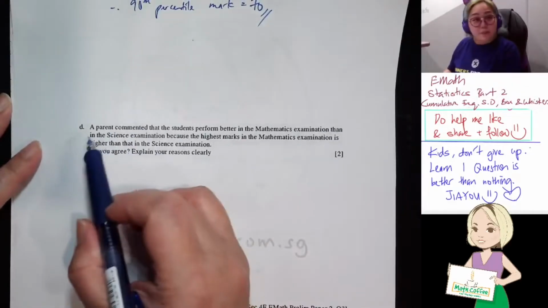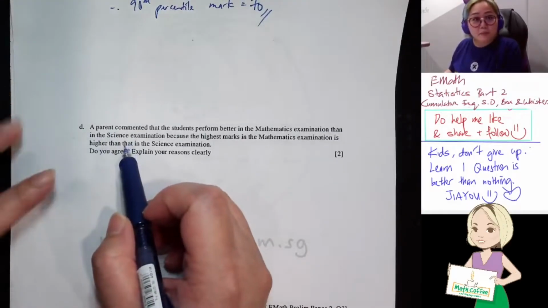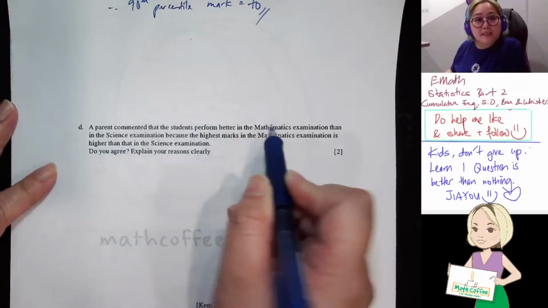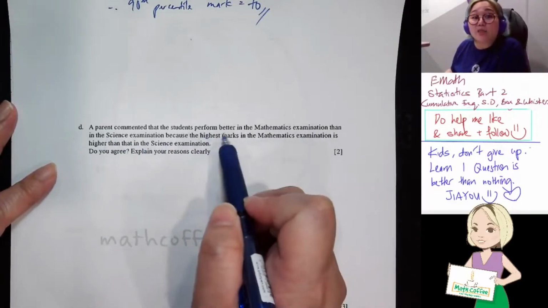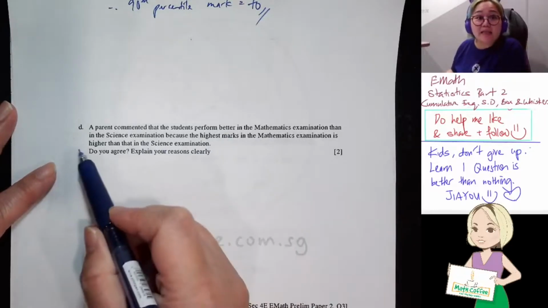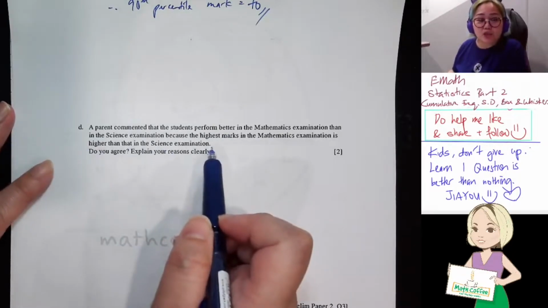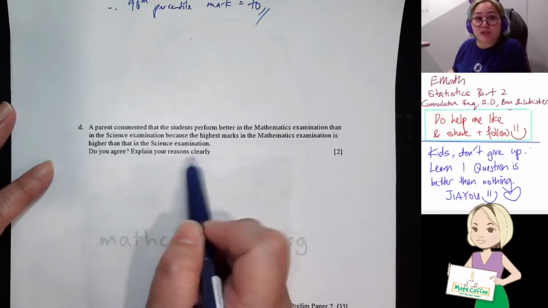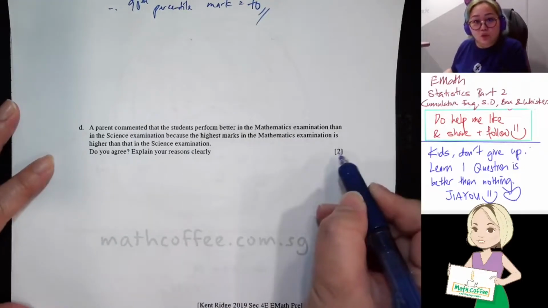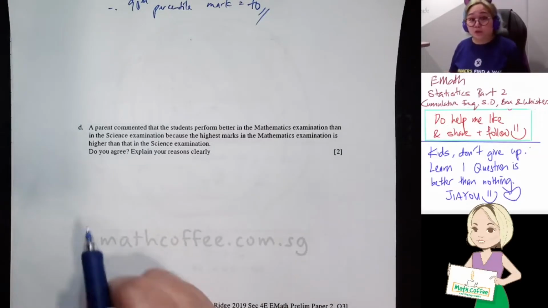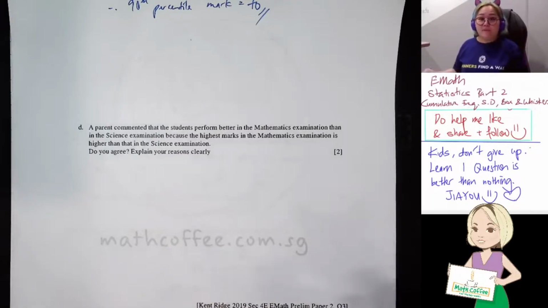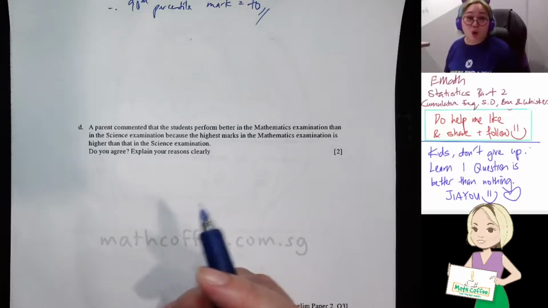Okay. So a parent commented that the students perform better in the mathematics exam than in the science exam because the highest mark in the maths is higher than in the science examination. So they asked, do you agree and explain your reason clearly? So you see 2 marks. So you cannot just say I agree or I do not agree, then you full stop. Okay, 2 marks you need to write a little bit longer.